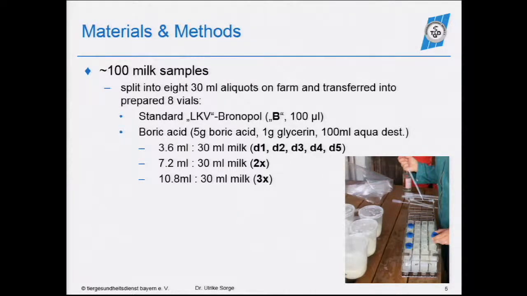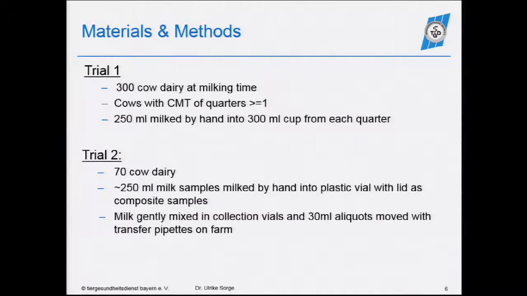And so we had it with twice the concentration of bronopol or 3 times the concentration of, sorry, not bronopol, boric acid to milk. So these are our 8 samples. And while we were on farm, we milked into those containers with a lid, and then we moved them and manually split them into the 8 vials. And we repeated the sampling twice.